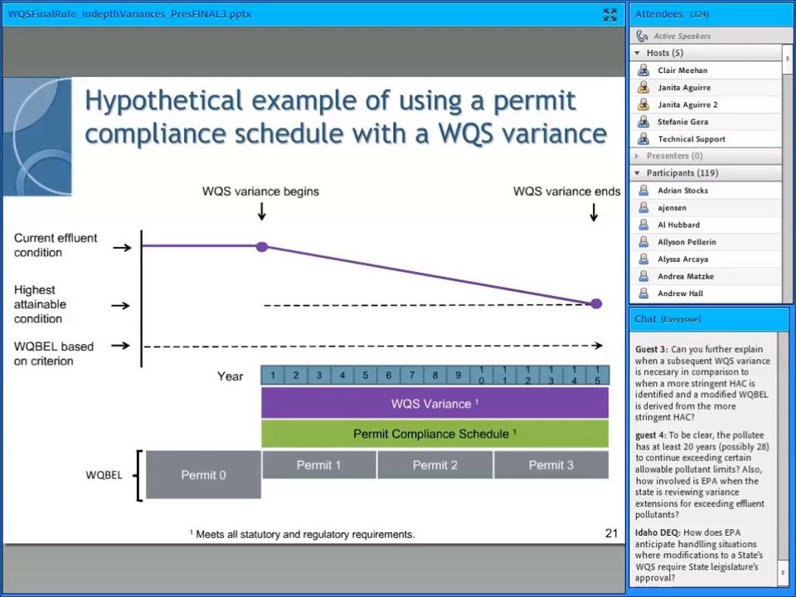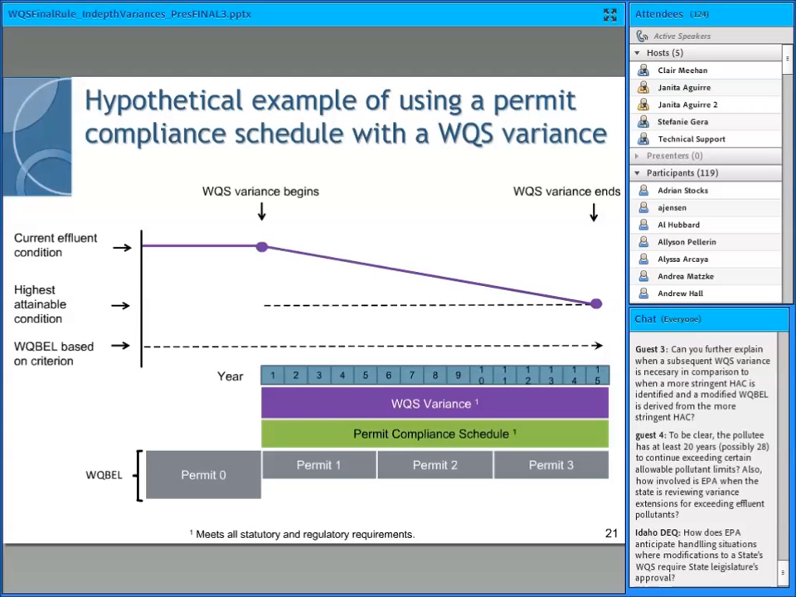However, the permittee cannot comply with that more stringent water quality-based effluent limit immediately because it needs time to upgrade its facilities. In this scenario, the permitting authority grants a compliance schedule with an enforceable sequence of actions that will lead to compliance with the water quality-based effluent limit based on the highest attainable condition as soon as possible, in this case, 15 years. The enforceable sequence of actions in the compliance schedule results in progressively better effluent quality as shown as a descending purple line until the effluent quality meets the water quality-based effluent limit specified in the permit 15 years later.